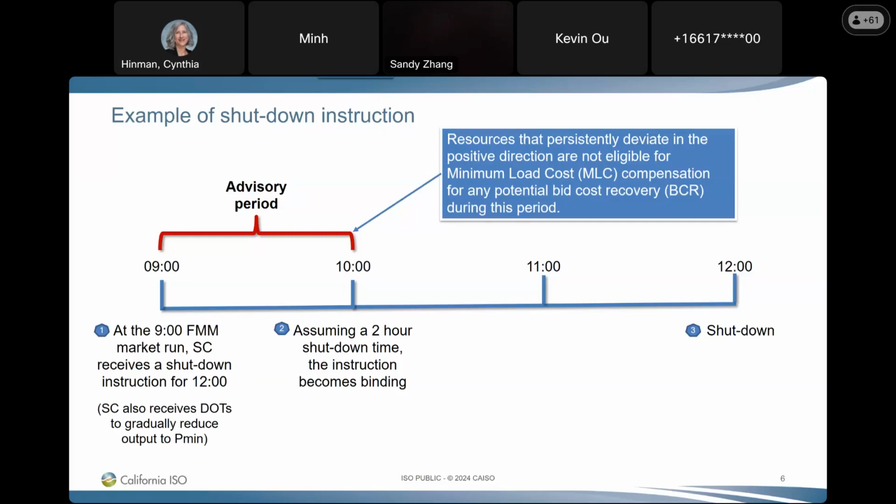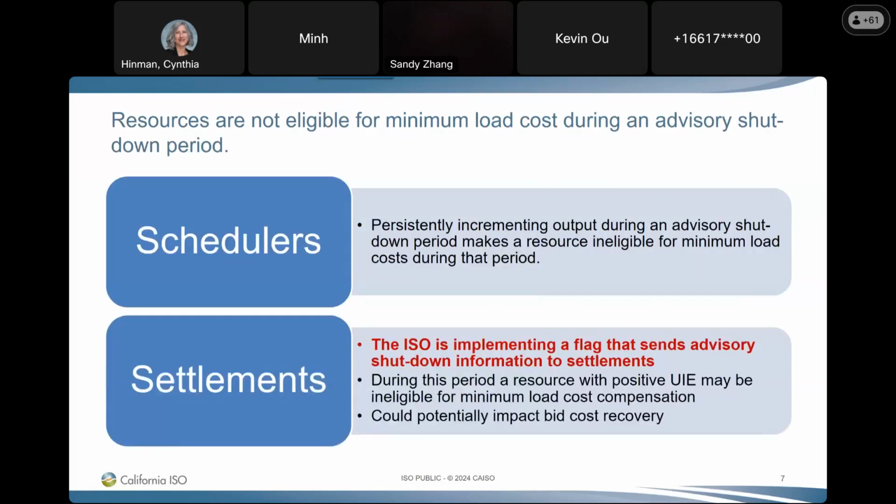So if you're getting a shutdown instruction, that would imply that you should not be incing your resource. So resources are not eligible for minimum load cost compensation during an advisory shutdown period. It should say resources may not be eligible. So I should update that. But what that means to your schedulers is if you're persistently incrementing your output during an advisory shutdown period, that could make the resource ineligible for minimum load costs during that period.